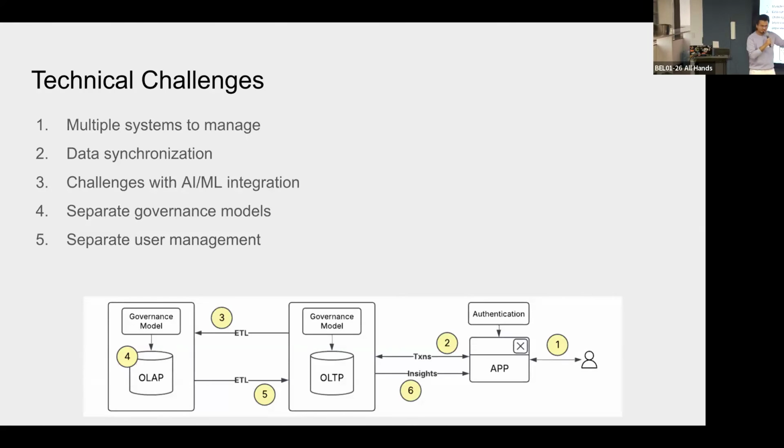I have the same architecture diagram here for your reference as well. So the first challenge is you have to manage multiple systems. You have your web app with its authentication system. You have your OLTP with its own governance model. You have your OLAP with its own governance model. And then you have a bunch of ETL pipelines. You have some sort of transactions, API calls, authentication, and everything. Multiple systems to manage. Data synchronization.